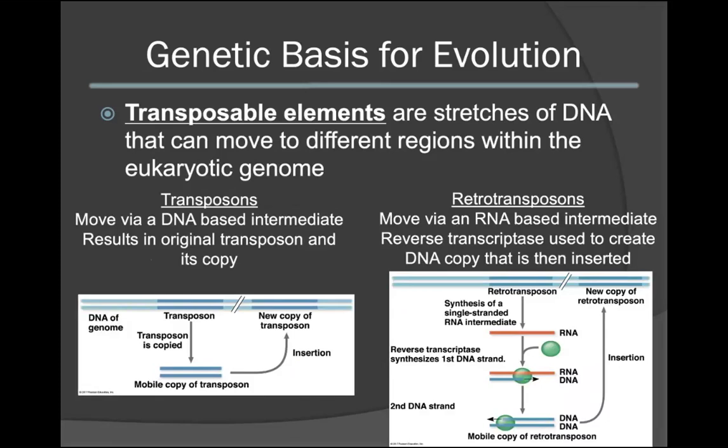Transposable elements are stretches of DNA that can move to different regions within the eukaryotic genome. These include transposons and retrotransposons. Transposons move via a DNA-based intermediate. This typically results in an original transposon as well as its copy. Retrotransposons, on the other hand, move via an RNA intermediate. This means that they need reverse transcriptase to create a DNA copy that is then inserted into the genome.